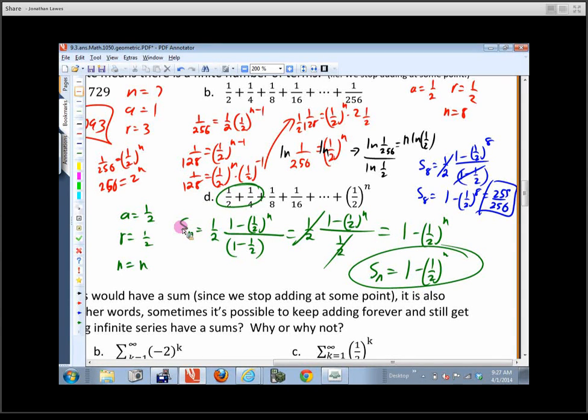I mean, we can tell that it's 3/4, but take a look. This would be 1 minus 1/2 squared. 1/2 squared is 1/4. What's 1 minus 1/4? 3/4. Okay? So that formula does work, and that's going to come in handy. Okay, are there any questions about those?